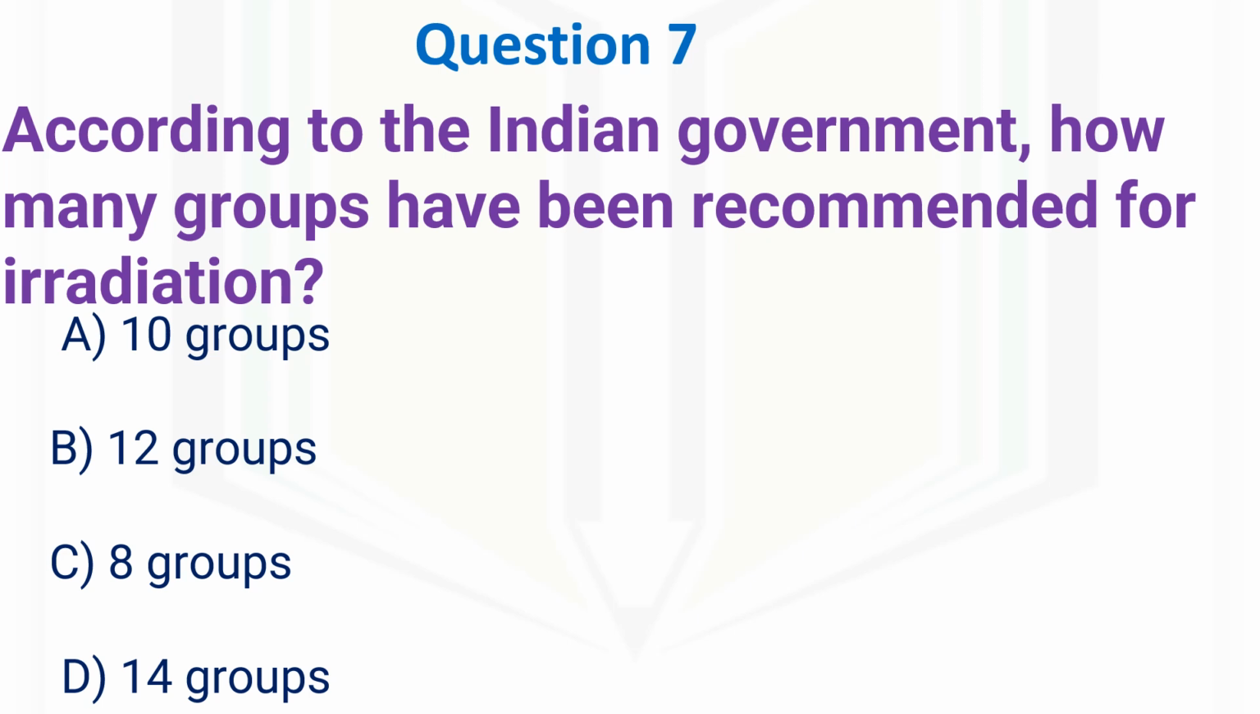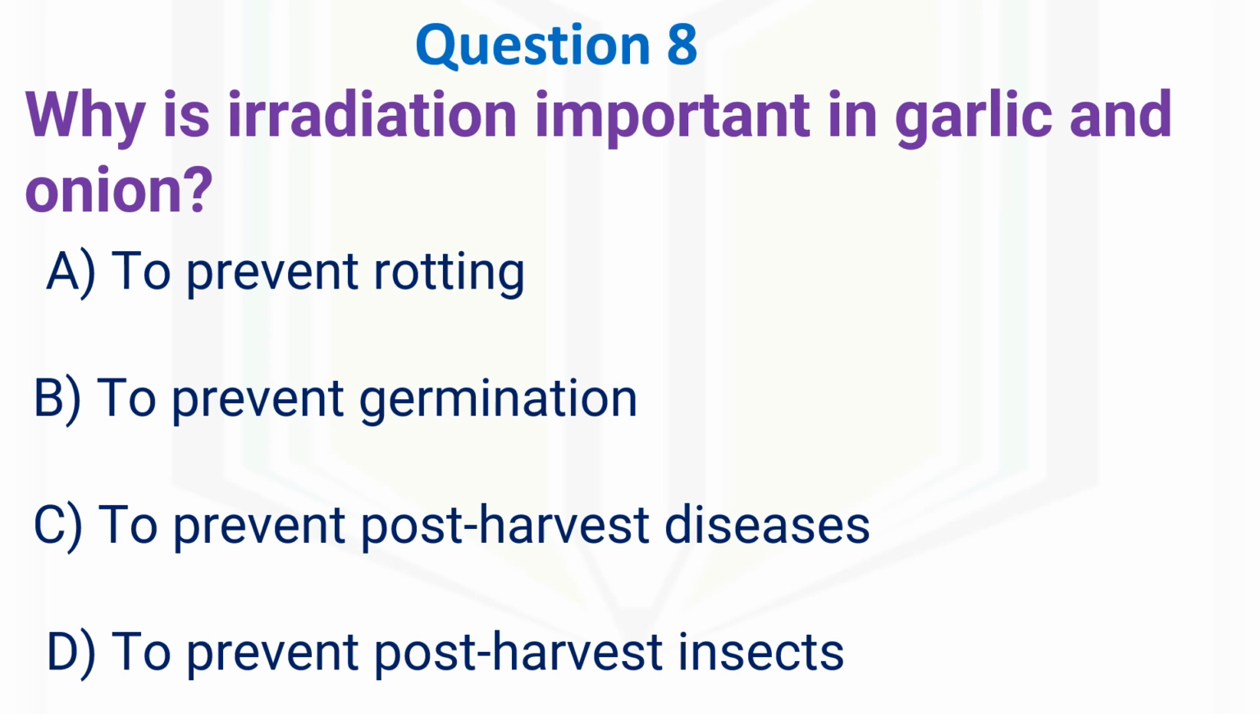Question number 7. According to the Indian government, how many groups have been recommended for irradiation? Options are 10 groups, 12 groups, 8 groups, 14 groups. Correct option is option D, 14 groups. Question number 8. Why is irradiation important in garlic and onion? Options are to prevent rotting, to prevent germination, to prevent post-harvest diseases, to prevent post-harvest insects. And the correct option is option B, to prevent germination.